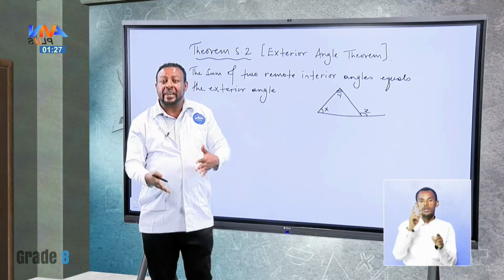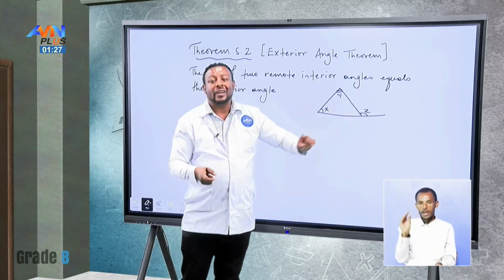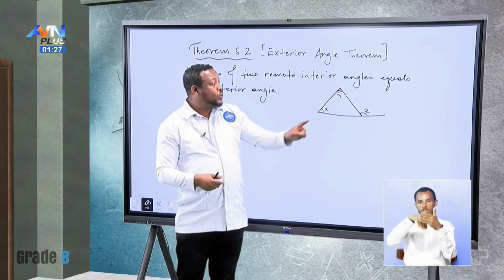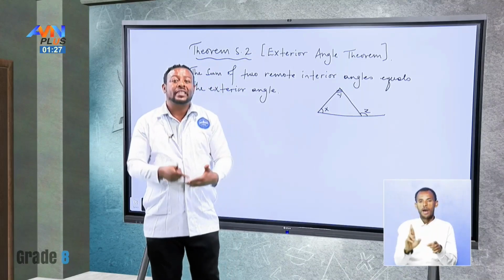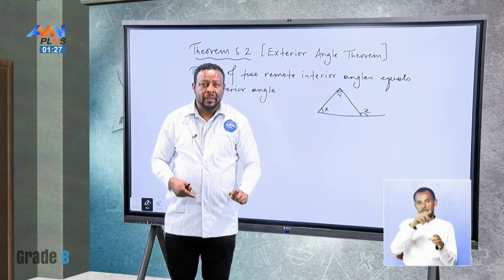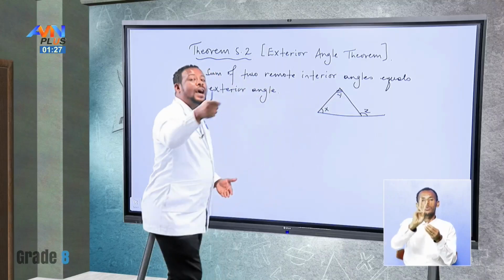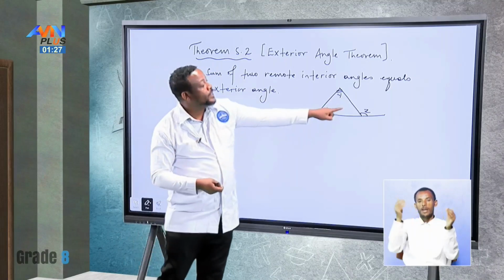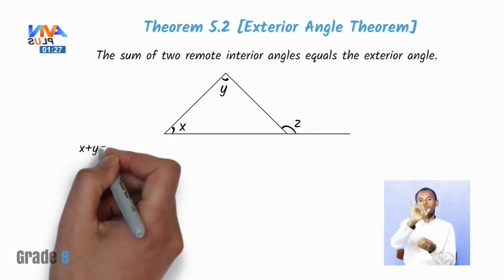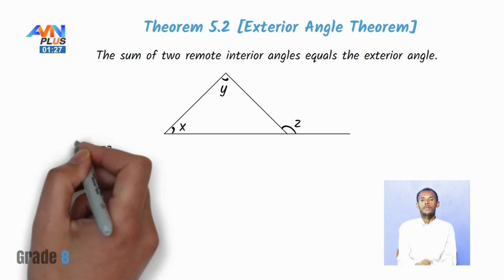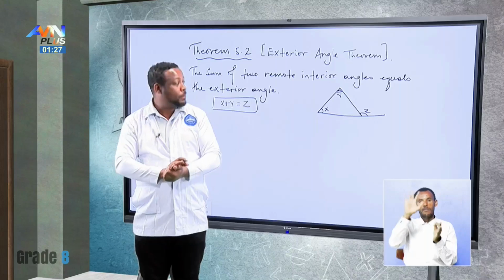So, whenever we say exterior angle, you need to have an extension on one of the vertices and construct an angle outside the triangle. So Z is the exterior angle, X and Y are remote interior angles to Z, right? So this theorem tells us the sum of these two remote interior angles is equal to the exterior angle Z. That means X plus Y is Z, right? This is the geometric interpretation of theorem 5.2.